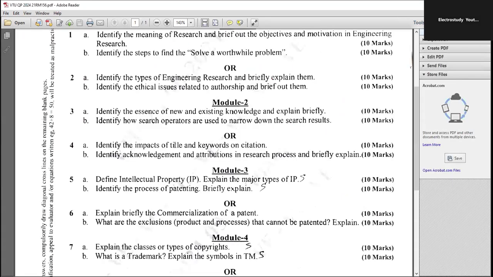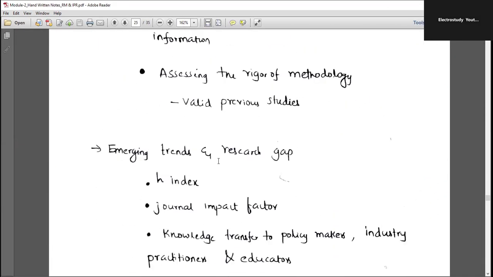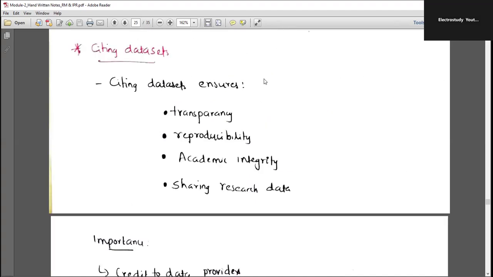So now I'll be talking about identifying the acknowledgement and attribution in the research process, briefly explaining acknowledgement and attribution. So why is acknowledgement actually provided? What is the importance of attribution? Okay, we'll have a brief discussion. Regarding the acknowledgement, why it is needed, we'll find out.